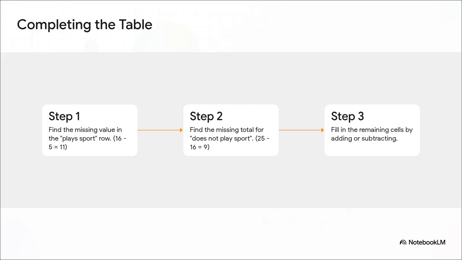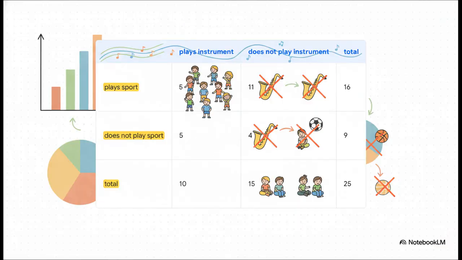Filling this in is actually pretty straightforward. It's really just some simple addition and subtraction. Let's walk through it. First, look at that plays sport row. If the total is 16, and we know 5 of them play an instrument, well, 16 minus 5 is 11. That's how many don't. See? Once you have that, you can use the same logic to fill in all the other empty boxes. And there we go. All our clues are laid out nice and neat. We can see that 11 kids who play sports don't play an instrument, and 4 kids who don't play sports also don't play an instrument.